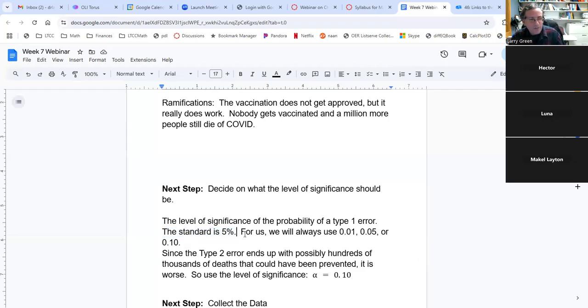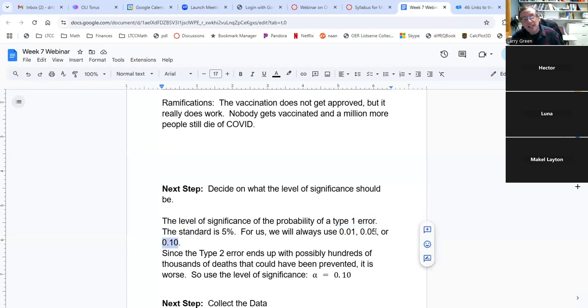We're going to either use 1%, which is 0.01, 5%, that's our standard, which is 0.05, and 10%. Notice that the level of significance is the probability of a type 1 error. If a type 1 error is really bad compared to a type 2 error, then you want a smaller chance of it happening. If the type 1 error is not as bad as a type 2 error, if a type 2 error is worse, then you're okay with a higher percent chance of a type 1 error happening. So you're going to go for 10%.